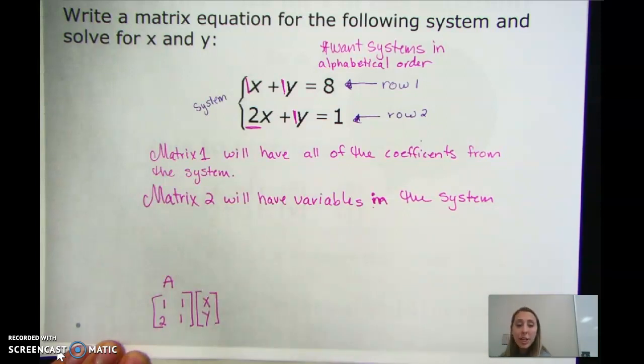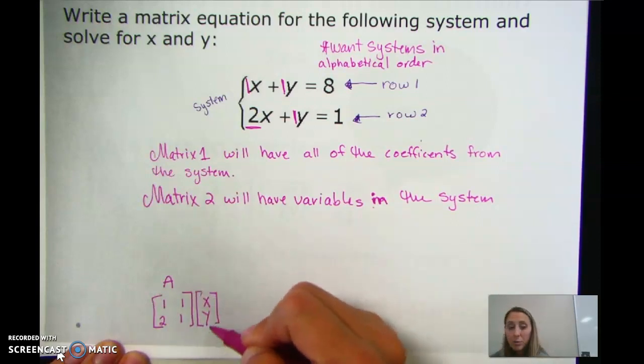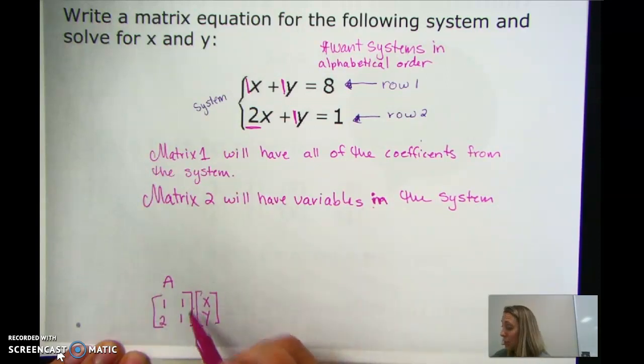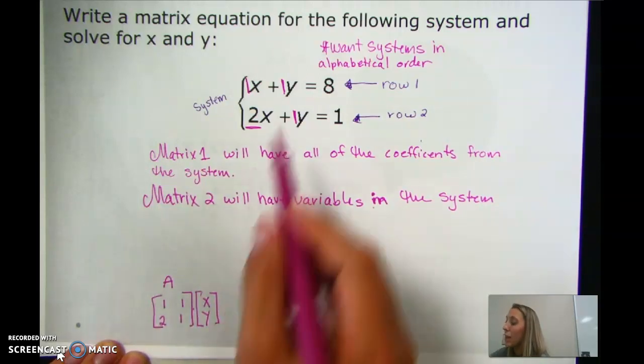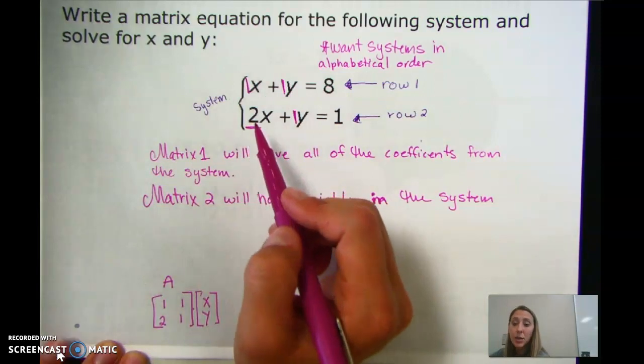And a way you can check your work is if I multiply row 1 by column 1, because this is a multiplication problem. If I do that, I'm going to get 1x plus 1y. Well, that's what I have right here, and that's what I want represented.